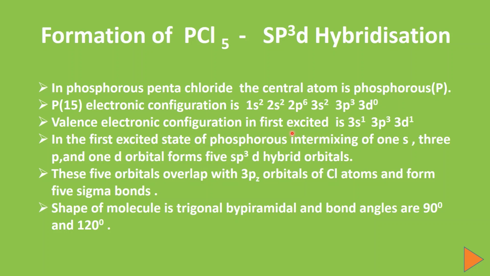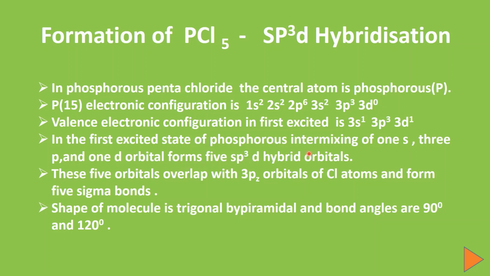Valence electronic configuration in first excited state. What is meant by first excited state? If you give some energy to the phosphorus atom, the electrons will get the energy and jump into empty orbitals. Now one electron from 3s orbital moves into 3d orbital. So the valence electronic configuration in first excited state will become 3s1, 3p3 and 3d1.